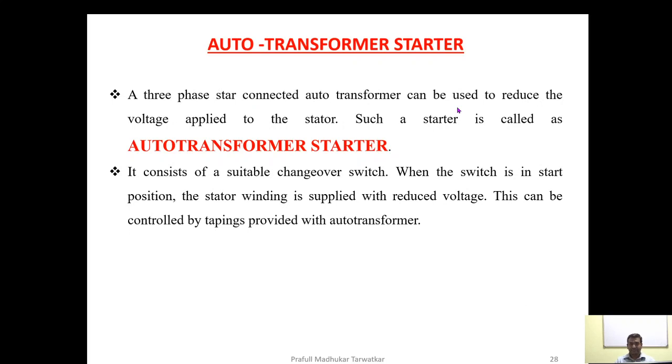Then comes the last one in this category, the auto transformer starter. As the name implies, the auto transformer starter is basically using a winding whose tappings can be changed, and depending on the requirement of our input voltage, we can change the tapping from 0% to 100%. Thereby the output voltage can be made available from 0% to 100%.